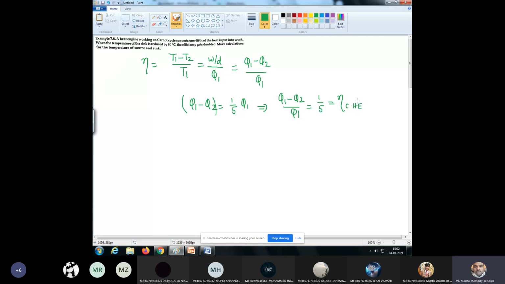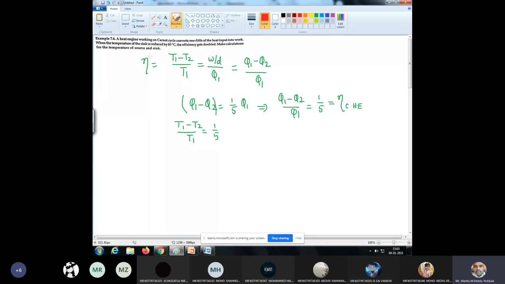Read the question carefully and understand. 1/5 of heat supplied, heat supplied is Q1, is converted into work done. Work done is heat supplied minus heat rejected. This is the first case. Now I can equate T1 minus T2 by T1 is equal to 1 by 5. Am I audible? Yes, sir, audible.